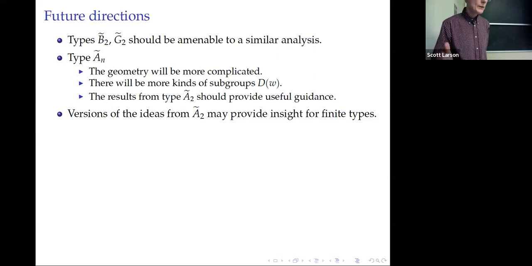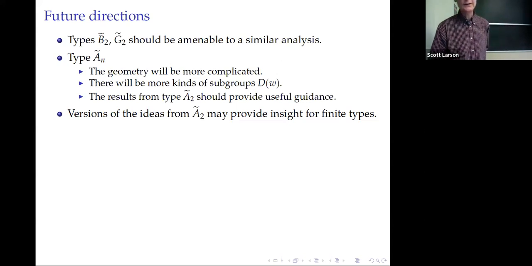In type A2 tilde, the only possibilities were either there's one simple reflection going down or two simple reflections going down. But in type An tilde, you could have all kinds of configurations of numbers of simple reflections going down. So that will be more complicated to analyze. The results from type A2 tilde should provide useful guidance, but it really doesn't seem completely trivial to me to go from type A2 tilde to type An tilde. It actually seems rather difficult. But this is what we hope to do.